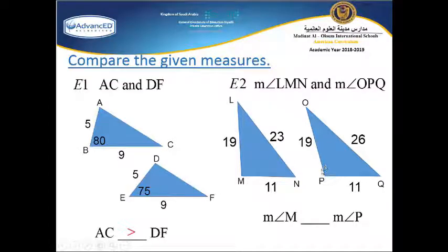And also here, by comparing the angles, we have the two sides that are not congruent, LN and the other side OQ. This is 23 and the other side 26. Then the opposite angle to 26, angle P, is bigger than the opposite angle to side 23. Then angle M is less than angle P.